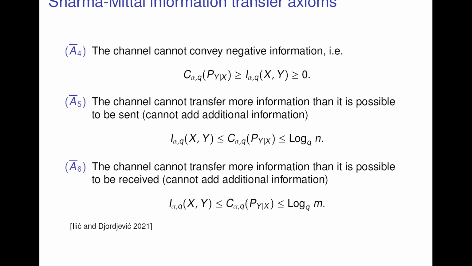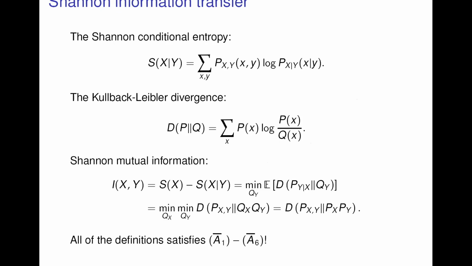And from these requirements, okay, we called them axioms, we now try to find a suitable definition of Sharma-Mittal information transfer. So first we recall Shannon information transfer, which is defined from Shannon conditional entropy and Kullback-Leibler divergence. And Shannon mutual information can equivalently be defined in one of these ways. And of course, the Shannon information transfer measure satisfies all the aforementioned axioms.